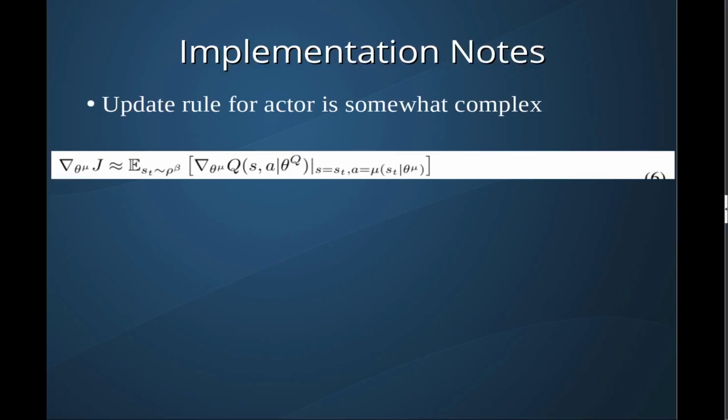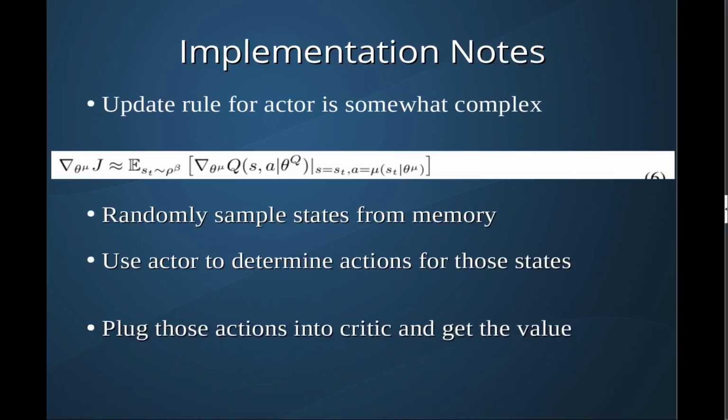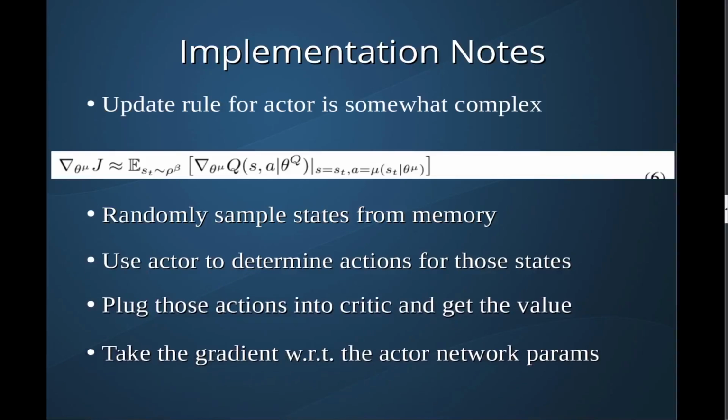And that's just given by an expectation value or an average of the gradient of the critic network, where we're going to input some states and actions, where the actions are chosen according to the current policy. Okay, so in practice, what this means is what we're going to do is randomly sample states from the agent's memory. Now the memory keeps track of everything we want.